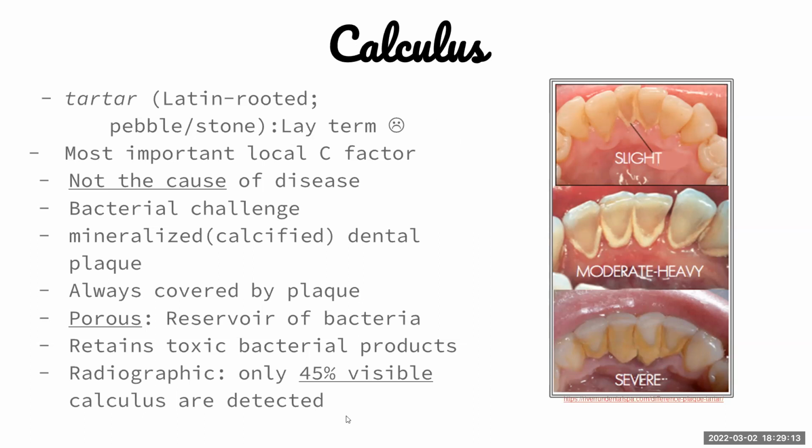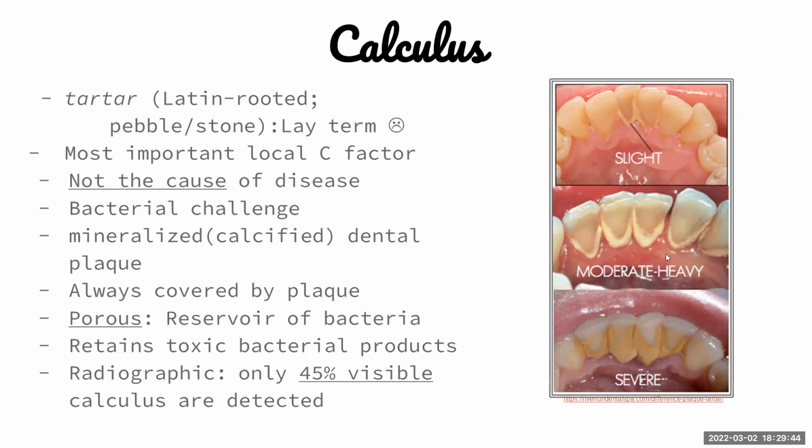Now, just as a factoid, radiographic calculus is only 45% visible on radiographs. 45% of it is visible on radiographs. The board likes bringing up this fact. So if you can see radiographic calculus and it's in one spot and that's all you see, it might just be a localized area, but you can say, oy vey, okay, I might have my work cut out for me.